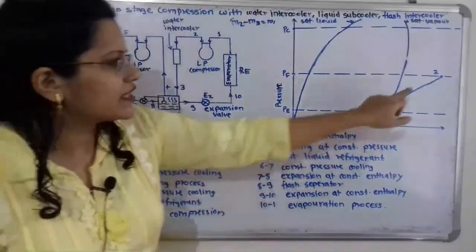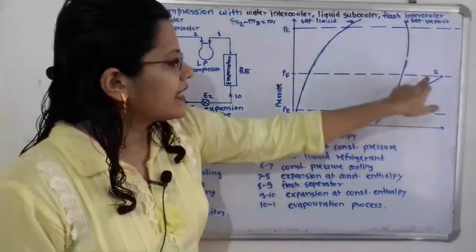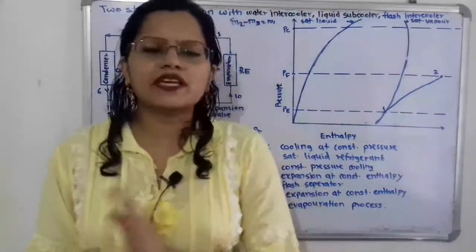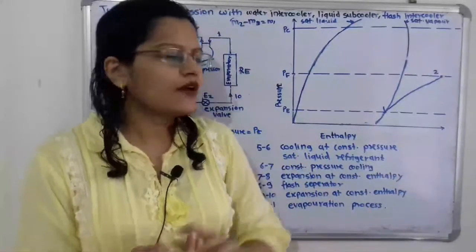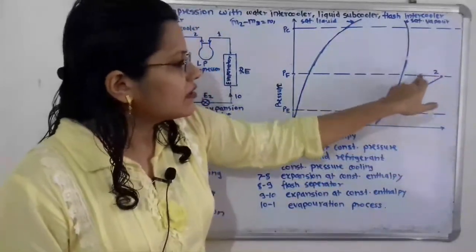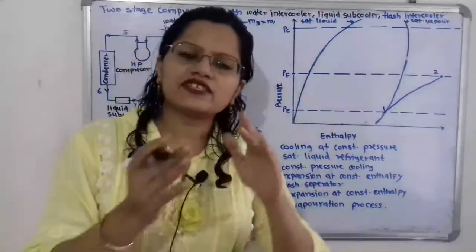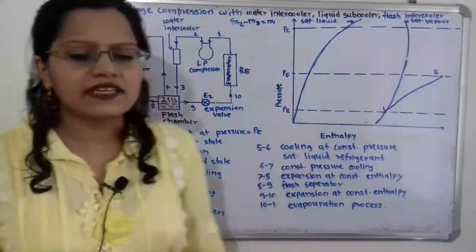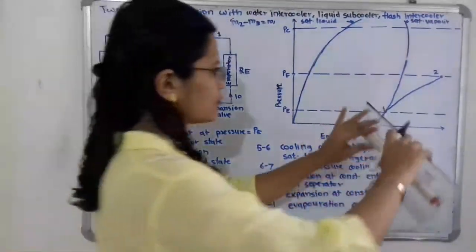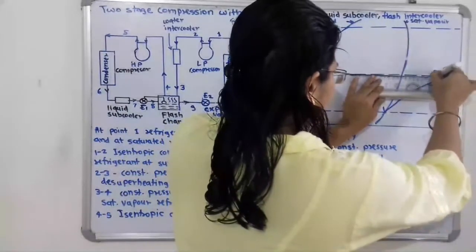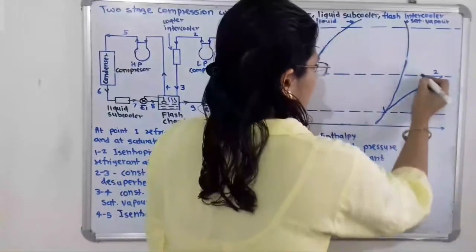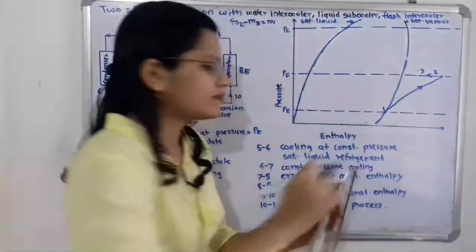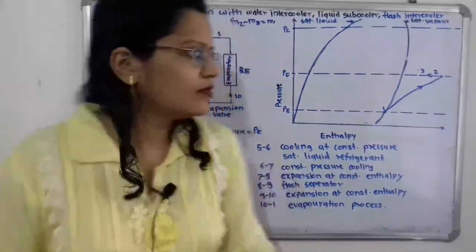So we have to show the decrease in enthalpy. Here is the enthalpy line, but the pressure remains constant. Here the de-superheating process is taking place. That means from this superheated state, at point 3 the refrigerant will also remain in the superheated state, but its enthalpy is getting decreased. So we have to show that. Here we draw one horizontal line, and here will be the point 3. Now we will show the arrow also. So here is the point 3.